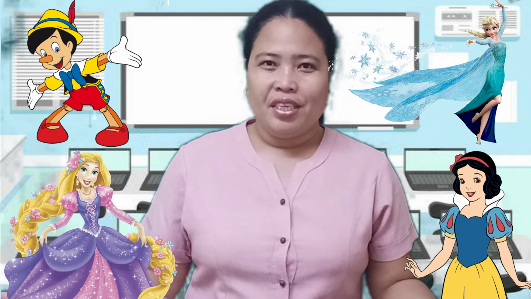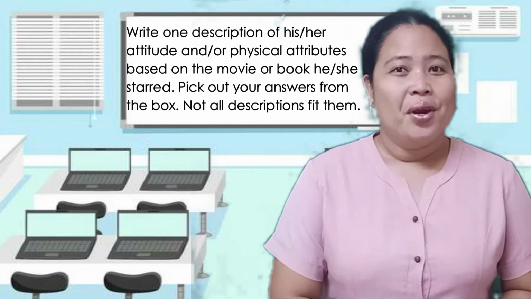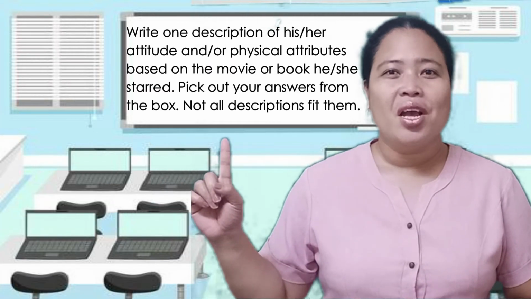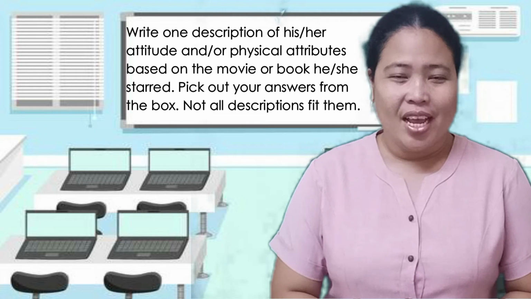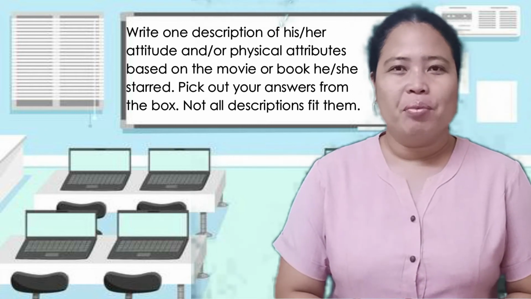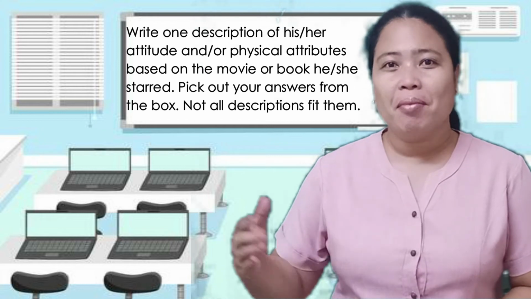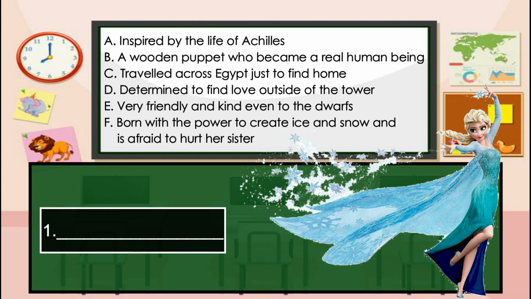Here are pictures of famous fairy tale characters. Write one description on his or her attitude and or physical attributes based on the movie or book that he or she starred in. Pick out your answers from the box. Number 1 is Elsa from the movie Frozen. Choose a description which best describes her.